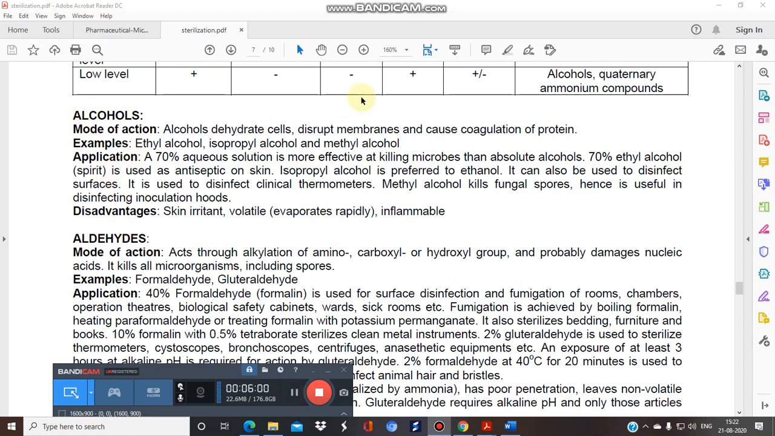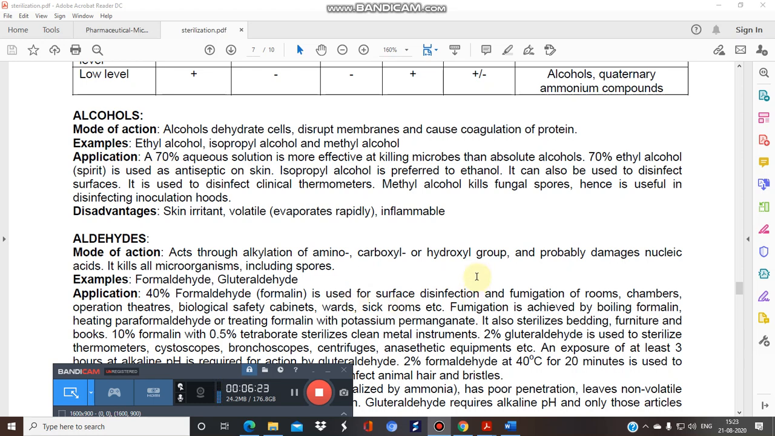So let's see alcohol. Examples of alcohol generally used are ethyl alcohol and IPA, that is isopropyl alcohol, and also methyl alcohol. And application, how it is used: I hope nowadays you are all familiar with the 70% ethyl alcohol that is also used as a hand sanitizer.